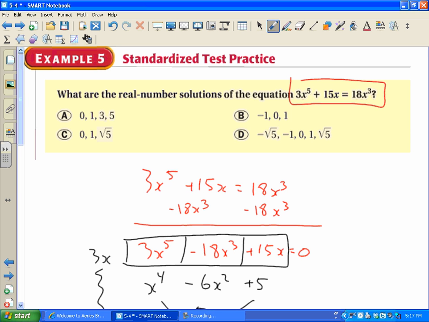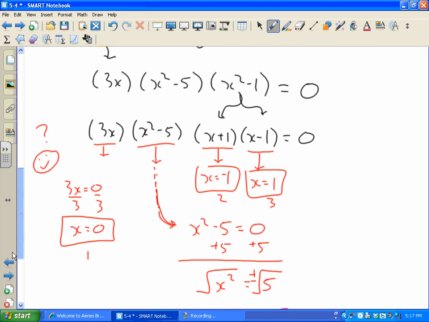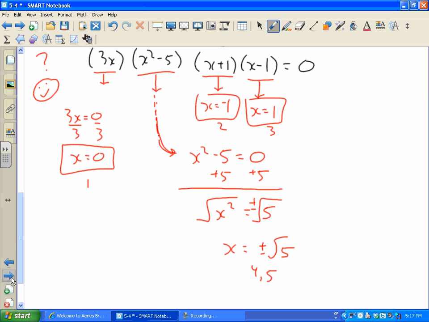And again, our choice is going to be choice D. That's the one that has all 5 of our roots. Notice that 0 is there, -1, +1, and positive and negative root 5. All 5 of our roots are there. Factoring completely and zero product property. Opposite x.